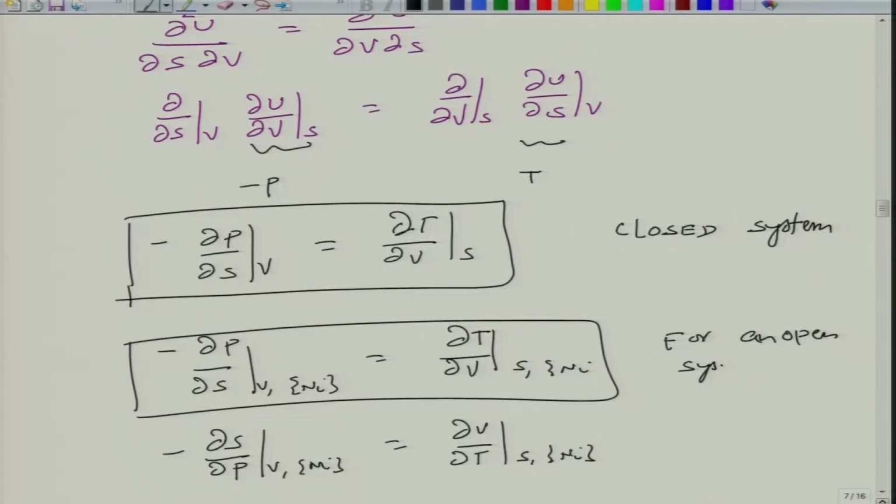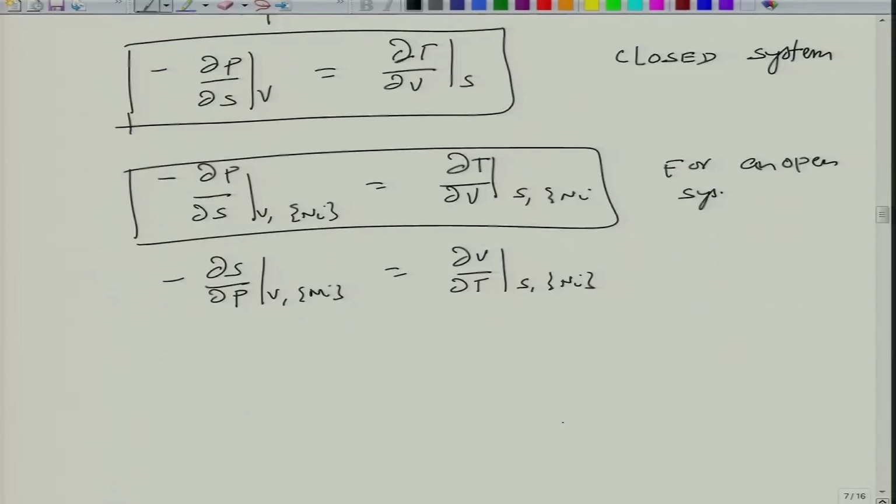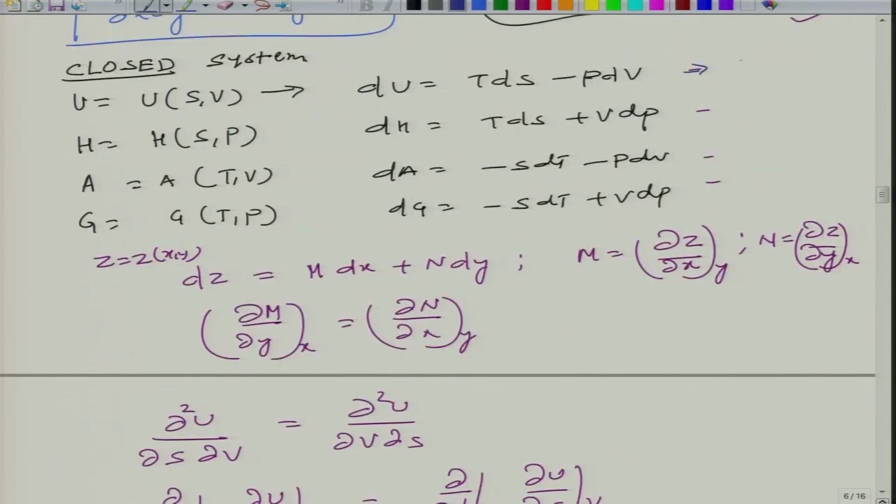So, you can also use these inverse relations. We now have the first relation, which comes from the internal energy expression in the differential form. Now I can consider other relations and try to develop them. This yielded the following: minus del P by del S at constant V is del T by del V at constant S, and here we need to find it out.